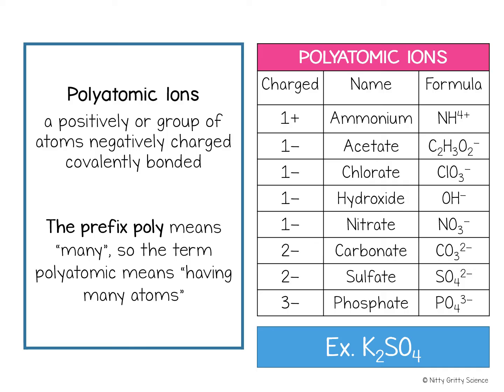To write formulas for these polyatomic ions, you will also follow the same rules for the binary compounds with one small addition. Anytime a polyatomic ion is needed in the formula, you're going to write parentheses around the polyatomic ion before adding the subscript.